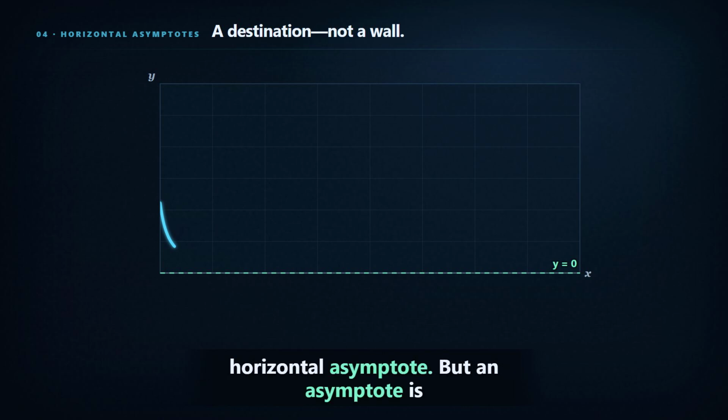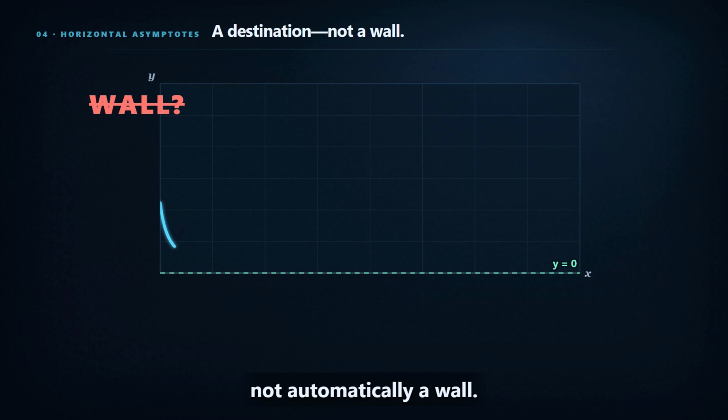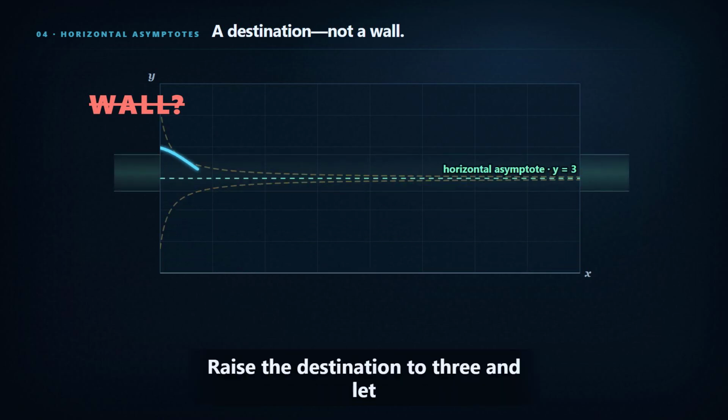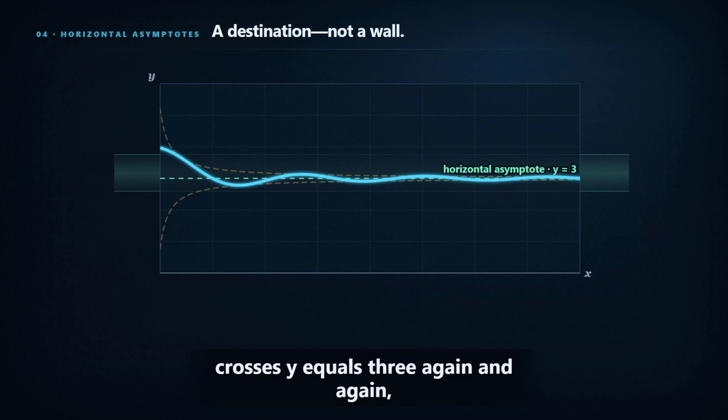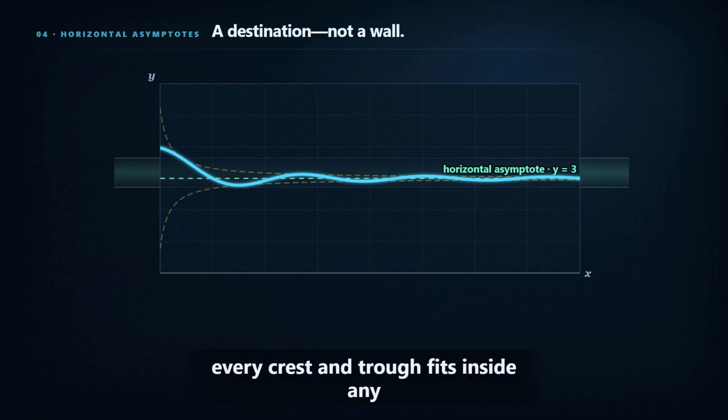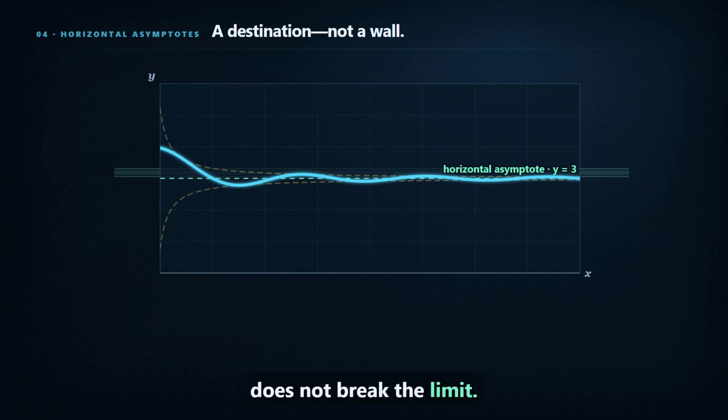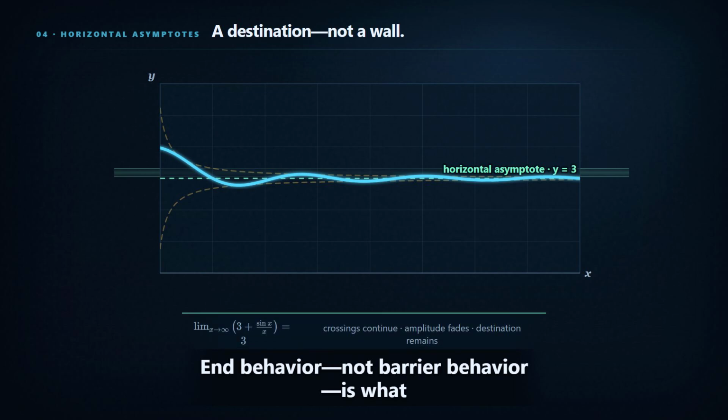But an asymptote is not automatically a wall. Raise the destination to 3 and let the graph wobble around it with a shrinking amplitude. The curve crosses y equals 3 again and again, yet the crossings tighten toward the same height. Far enough out, every crest and trough fits inside any corridor around 3. Crossing the line does not break the limit. End behavior, not barrier behavior, is what matters.